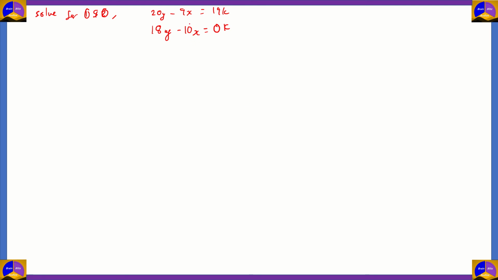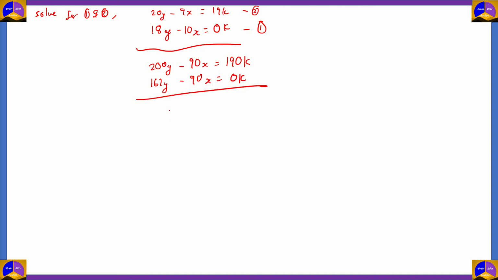Let's remove x. 9 times 10, the LCM would be 90. So we will be multiplying 10 to equation 2 and 9 to equation 1. So what we get is 200y minus 90x equals 190k. And on the right-hand side, it's 18 times 9, which is 162. 162y minus 90x equals 0k, because 0 times anything would still be 0.